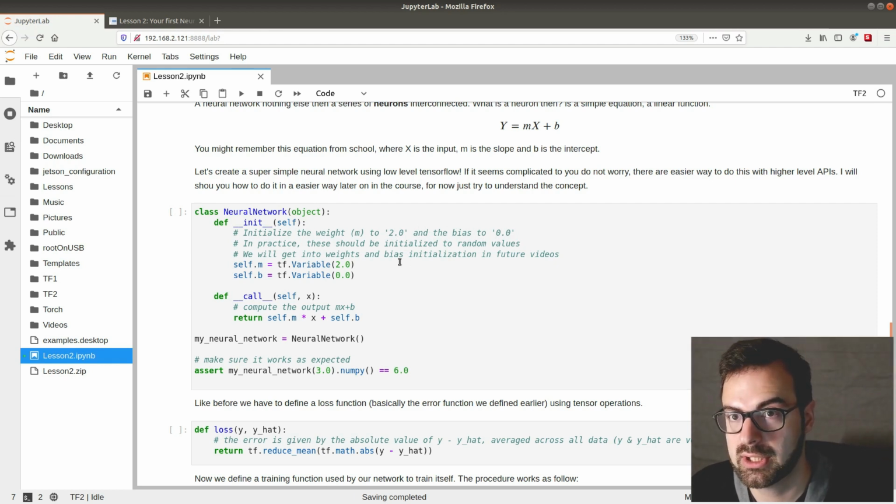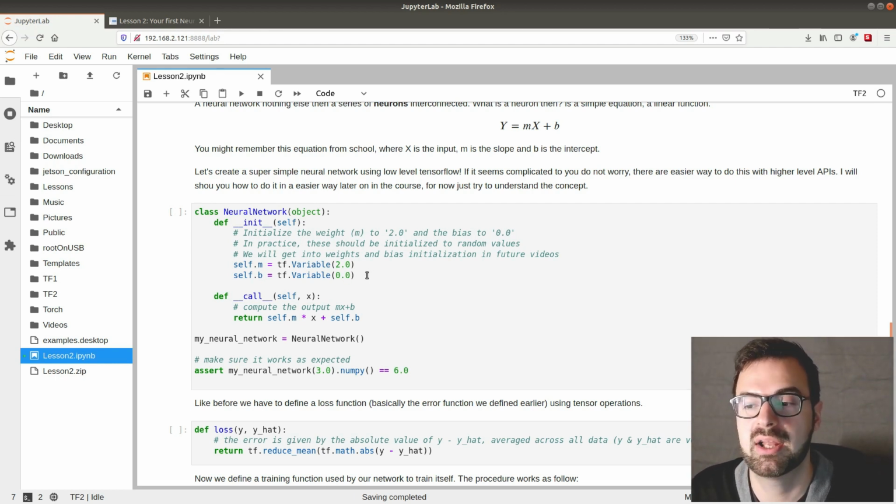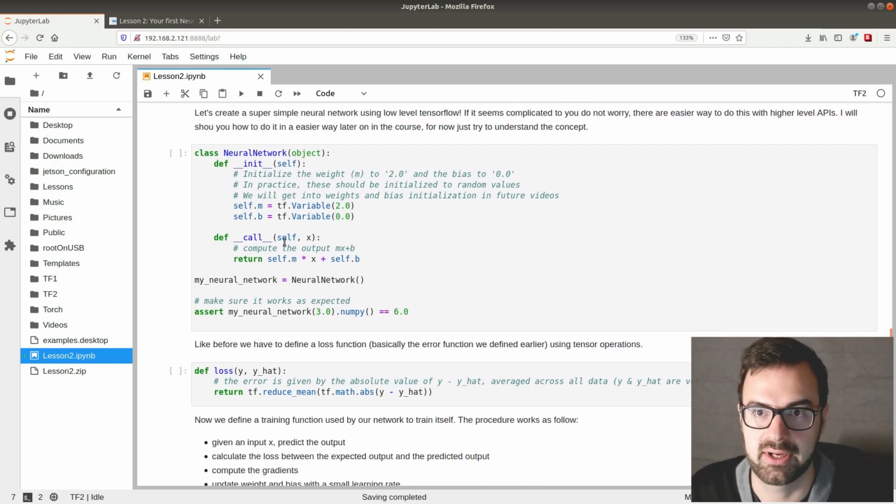So usually, not always, but usually, the weight, or m, has to be initialized with random values, and the bias should be 0. But it really depends on the scenario, how you construct your network, and so on. There is not really a fixed rule. We will talk about weight initialization later on in the course. Then we define a call function, which basically outputs the equation like before. So given an input x, we multiply it by m, we add b, and we return it.